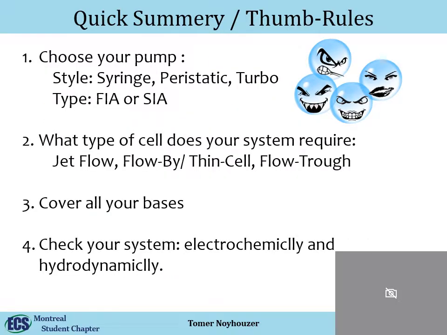Now, let me summarize everything that we talked about. First, you need to choose your pump, and you'll choose it based on the method you want to use. If you want to use FIA, flow injection analysis, a syringe pump or a peristaltic pump is good enough. You don't have to pay too much for a pump. And again, you can buy a basic version of them, or a version that you can connect to a computer or a potentiostat and control.